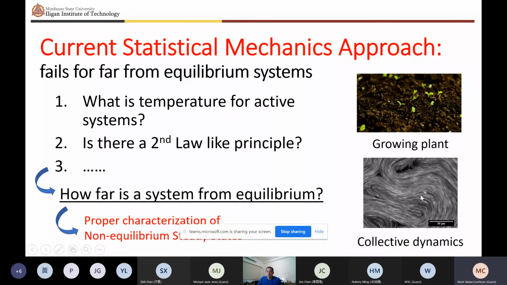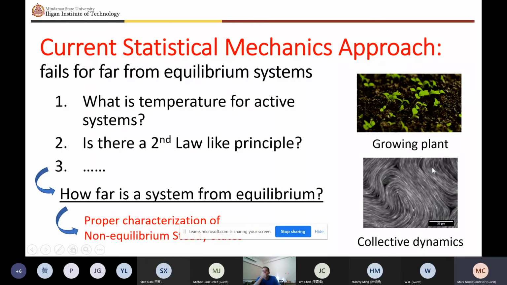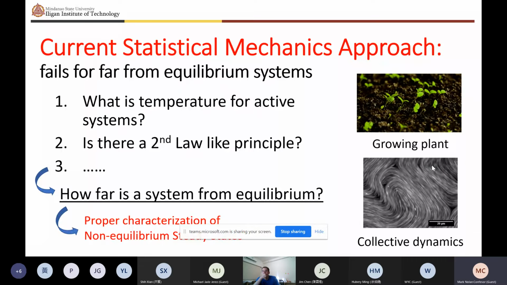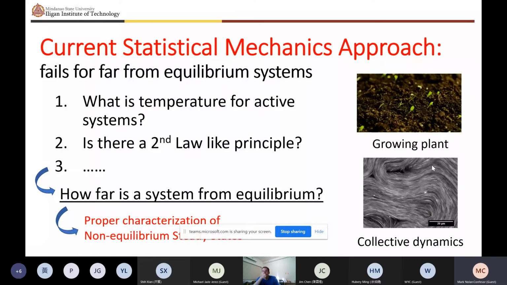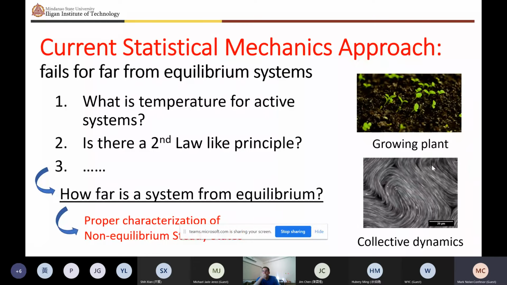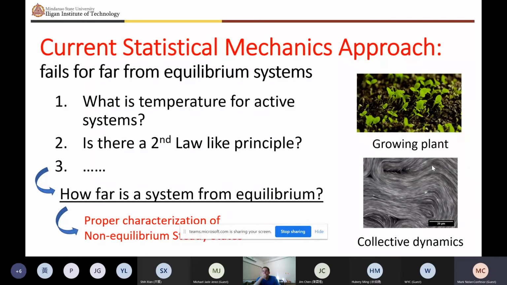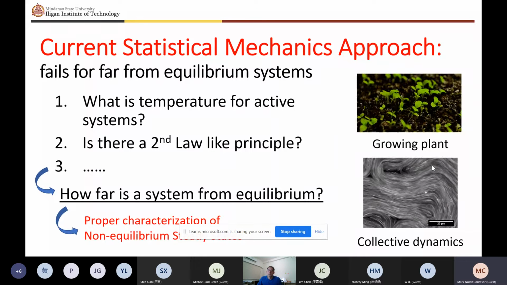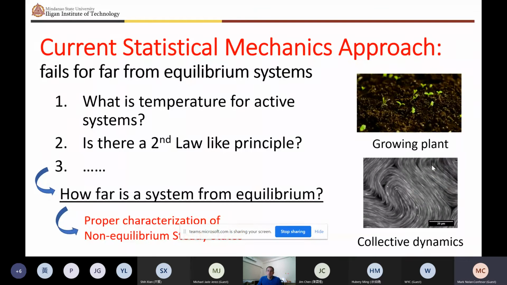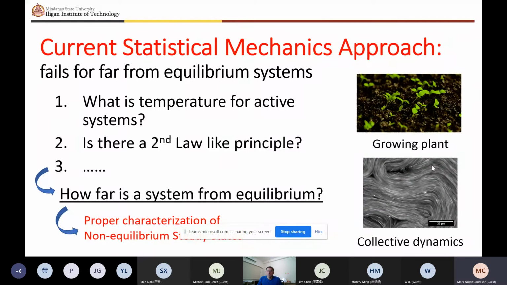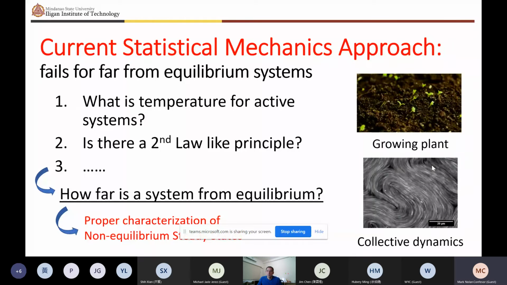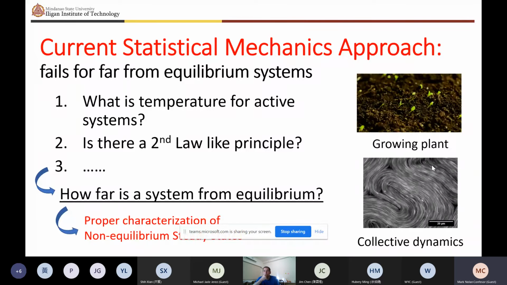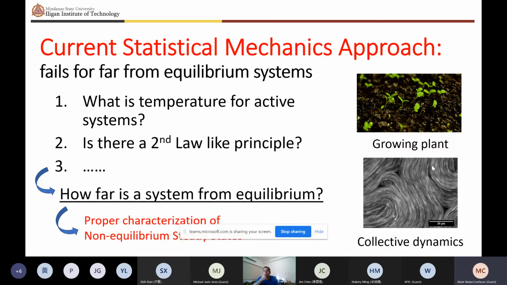Is there a second-law-like principle for non-equilibrium systems? There are so many other questions regarding systems that are far from equilibrium. Currently, it's still an object of massive research. Now, one of the direct implications of systems far from equilibrium is actually this question: how far is that system from equilibrium?